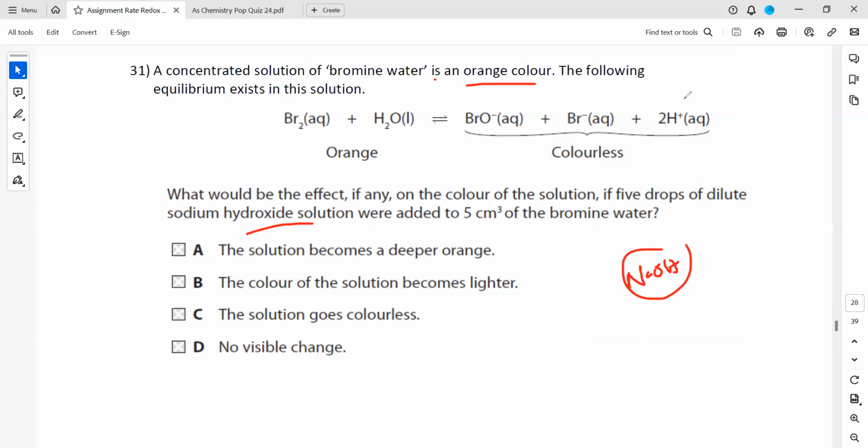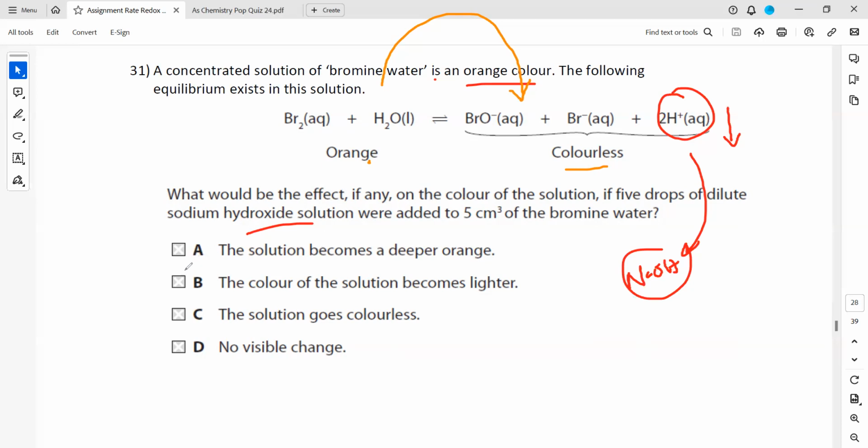So where we have acid, we have hydrogen ions. As a result, what will happen? This hydrogen will react with sodium hydroxide, so the amount of product decreases. If the amount of product decreases, the equilibrium will shift towards the right hand side. But it's not like all the substance will be colorless, because it's a reversible reaction. So we'll have both reactant and product, but the amount of product will increase and the amount of reactant will decrease.